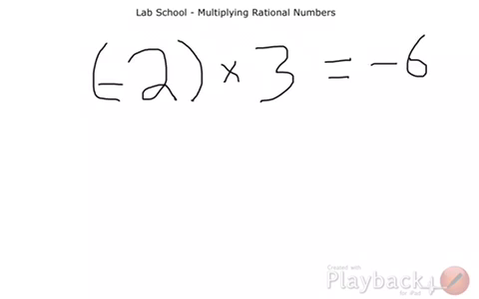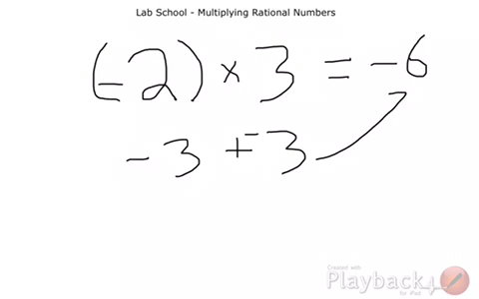So we still have groups of 3. But this time, the negative 2 indicates that we're actually taking those groups away, not adding them, because the negative 2 indicates the subtraction. So if we have negative 3 minus 3, well, we can think about this another way. We can actually call it negative 3 plus negative 3. Well, that's still negative 6.